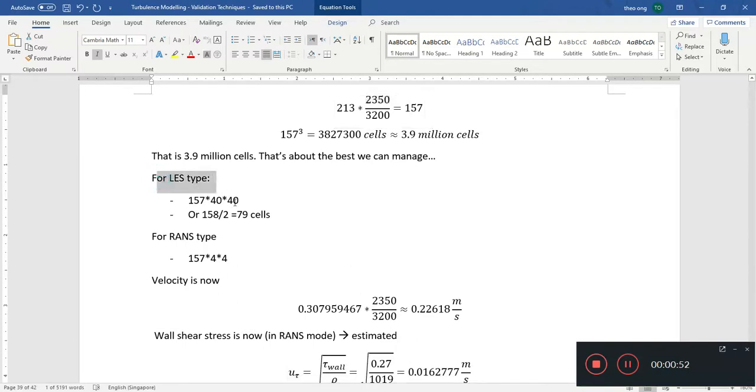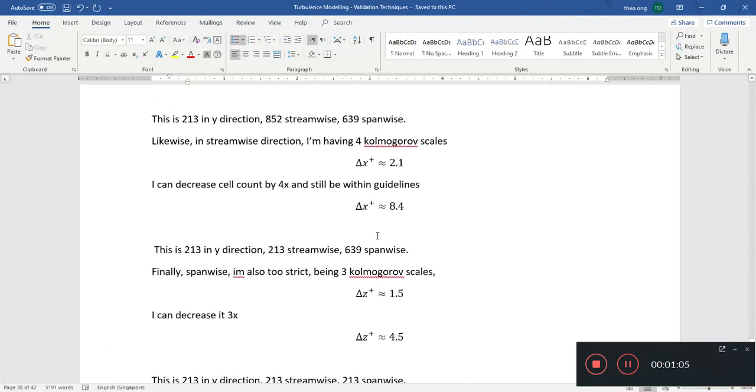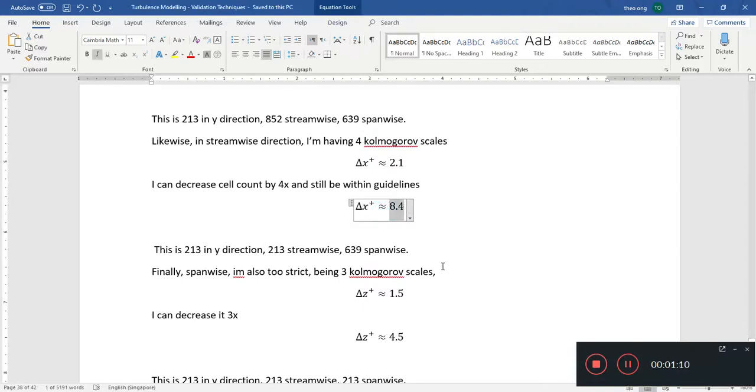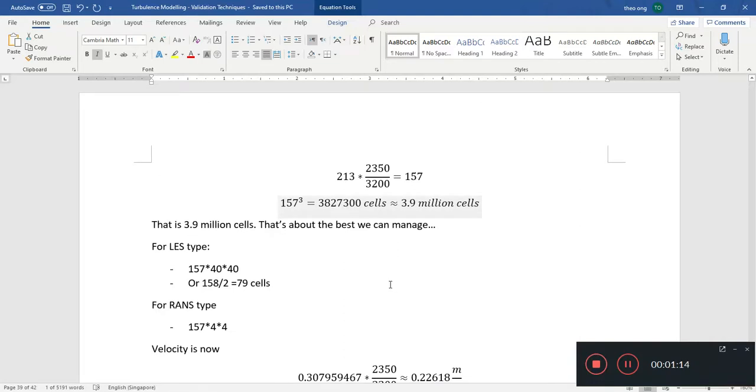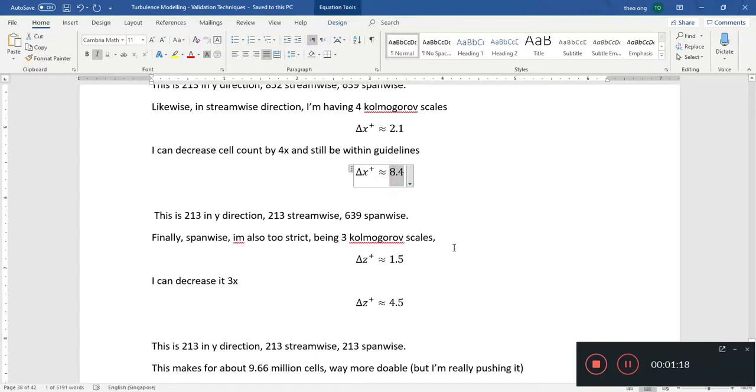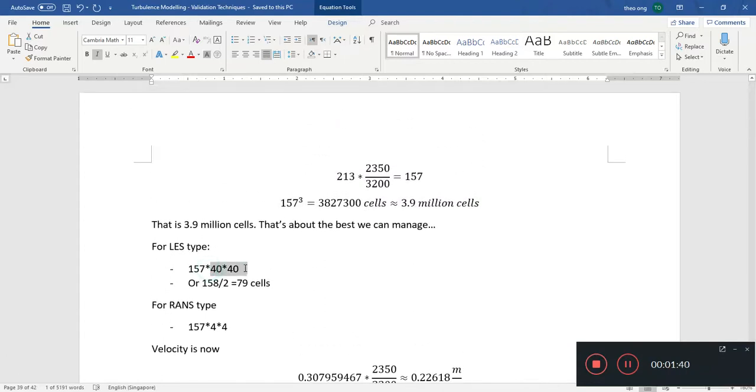For LES type, we want a mesh where we have 157 cells in the Y direction, 40 in the X and Z direction. How do I come up with this number? If we take a look, we want a delta X plus of about 8.4, and I actually want to decrease it by about 4 times. So I take this times 4, and I get a delta X plus of about 32 or 33. That's about the size of the LES mesh, because for LES, large eddy simulation, delta X plus and delta Z plus are about 40 and 20 respectively. So I will just reduce the number of cells in both these directions by 4 times. So you get 157 times 40 times 40. If you divide by 10, it will be a little bit coarse, but it's just for your knowledge.